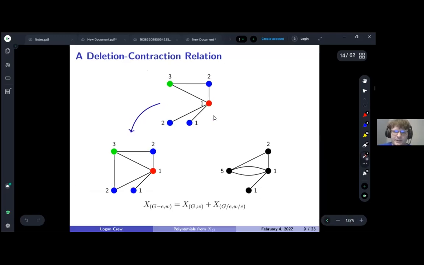So for example here, suppose we have this graph where, to be clear, the colors represent the, well, colors, and the weights are represented by the positive integers. So these numbers are the weights, they are not the colors.